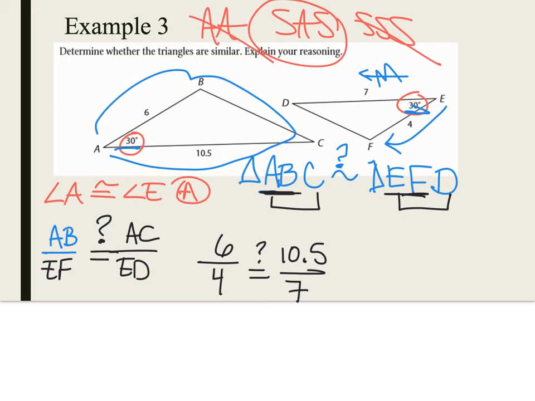There's a couple ways you can do this. You can check cross products, or you can simply do the division. I do some of each all the time. But the question is, are these equivalent ratios, equivalent fractions?